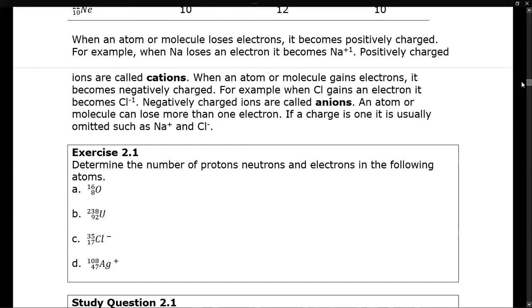Here's an example. We're going to determine the number of protons, neutrons, and electrons in each of the following atoms. So we've got oxygen with a mass of 16, uranium with a mass of 238, chlorine with a mass of 35, but it's carrying a -1 charge. And then we've got silver with a mass of 108, and it's carrying a +1 charge. So we're going to take each of those in turn and determine the number of protons, neutrons, and electrons.